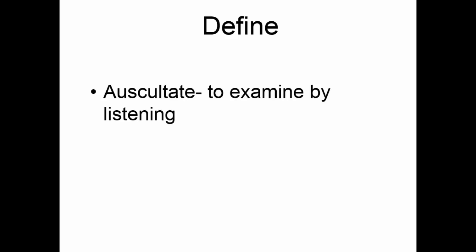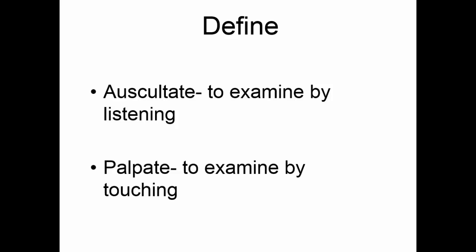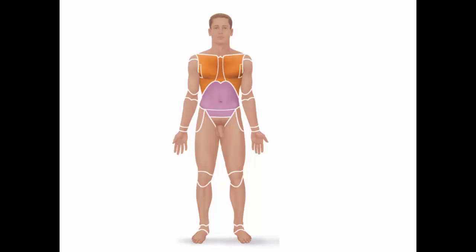everything. When we talk about doing things to the human body, auscultation is examining by listening. You use a stethoscope and listen to stuff. Palpation is when you examine by touching. Now let's look at a few terms that describe parts of the body.